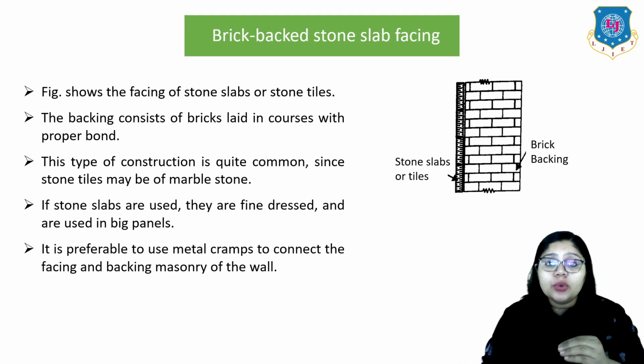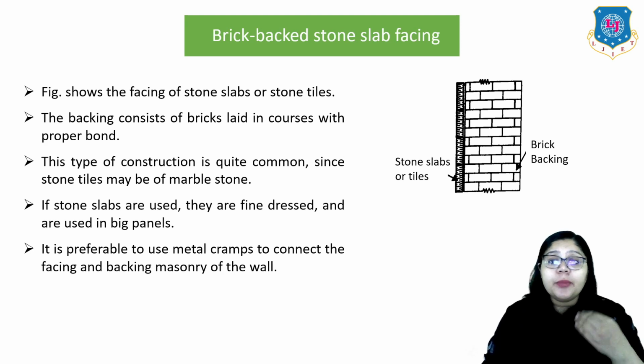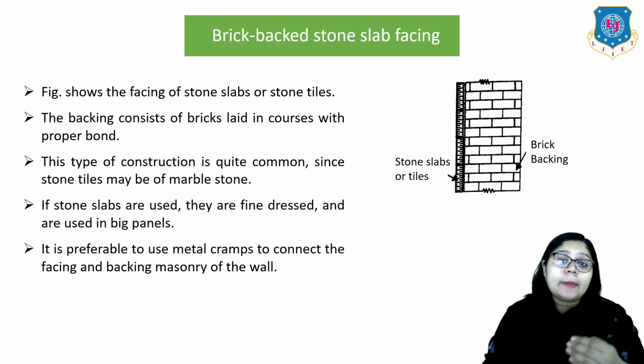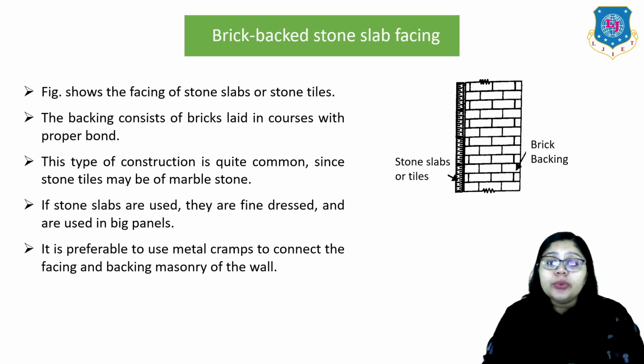Now, the second type is the brick backed stone slab facing. The figure shows how the construction will work. The backing consists of bricks laid in courses with the proper bond, and this type of construction is quite common since the stone tiles may be of marble stones. If stone slabs are used, they are fine dressed and are used in big panels. It is preferable to use metal clamps to connect the facing and the backing masonry of the wall.